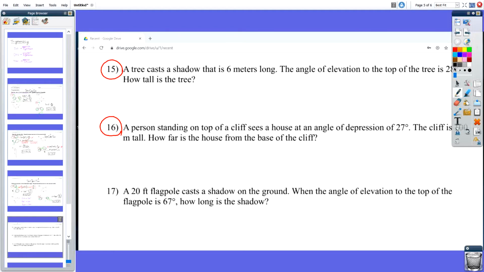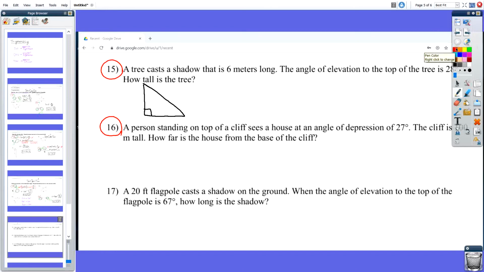So the first thing that you want to do with all of these is draw a picture. We know for these that we're going to be working with right triangles because we need to use trigonometry to solve them. So the first thing that I am going to do is just draw a right triangle. I'm just going to have that ready to go so I can label it. So now I'm going to look over the problem.